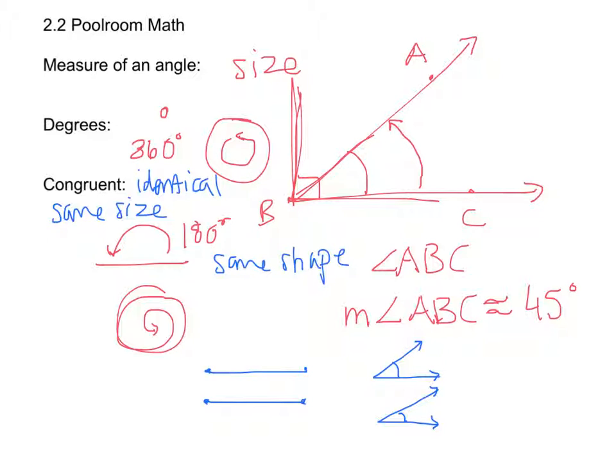And I know I've drawn them so that they're facing the same way, but that isn't actually necessary, so we could have this line segment be congruent to this line segment, and we could have this angle be congruent to this angle as long as the measures are the same. So now you know some of the basic vocabulary of geometry that will help you later.